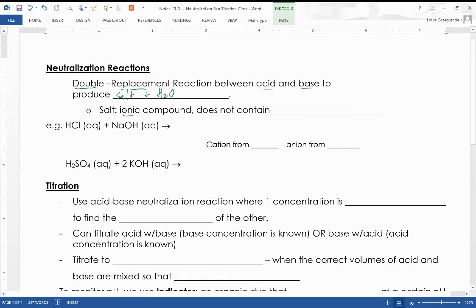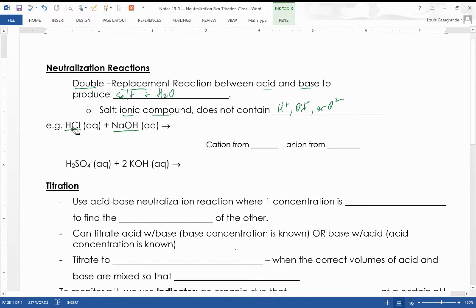Now, a salt isn't just sodium chloride. A salt is any ionic compound that does not contain H plus, hydroxide, or oxide ions. And while some of those may be ionic compounds, they're not considered to be salts. So, for example, our simplest kind of salt reaction, neutralization reaction, is taking hydrochloric acid and sodium hydroxide.